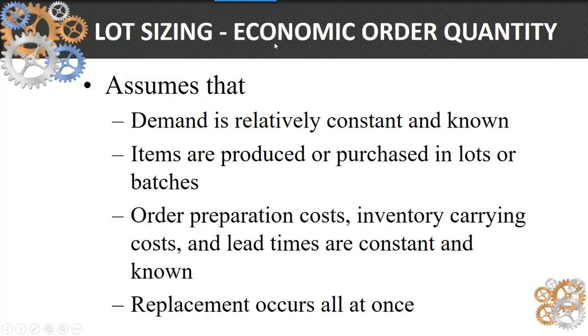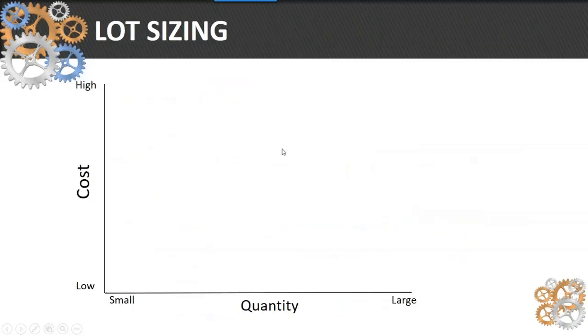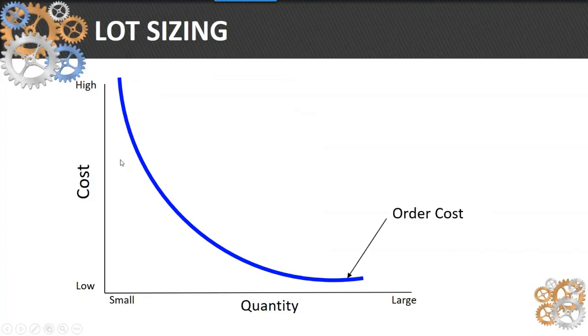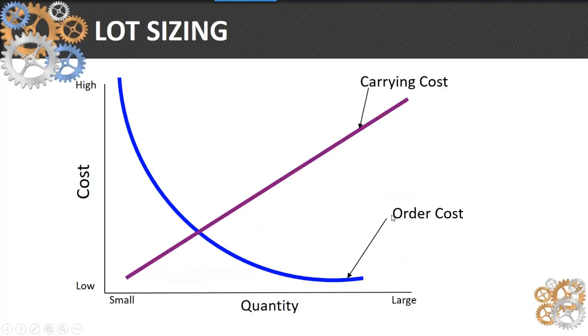Let's look at EOQ, or economic order quantity. EOQ assumes that demand is going to be relatively constant and known, so we know that that curve is going to be what we think it is. Items are produced and purchased in lots, and these costs, the preparation, inventory carrying costs, and lead times, are constant and known, and the replenishment costs are understood. So if we look at lot sizing, we're looking at what's called the order cost. If you order a large number of items, the number of times you're going to order is less, and therefore the order cost is less. However, if you order those larger quantities, it's going to be around in inventory a longer time, so the carrying cost is going to be higher.